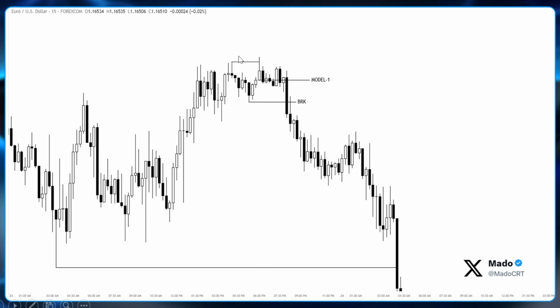So in this example, you can clearly see how the market doesn't need to complete every single step of the TSQ. Sometimes it's short, clean, and direct, like this one. Turtle soup, Model 1, breaker confirms continuation, and then the market simply moves toward the draw on liquidity. That's the beauty of understanding TSQ. You don't need to predict, you just need to read.